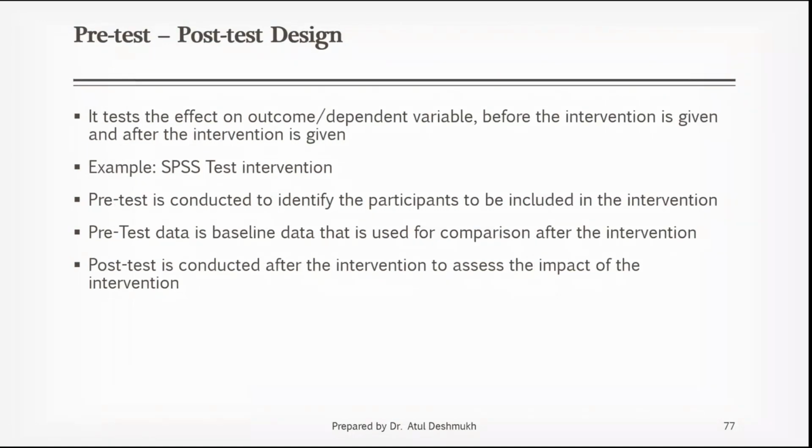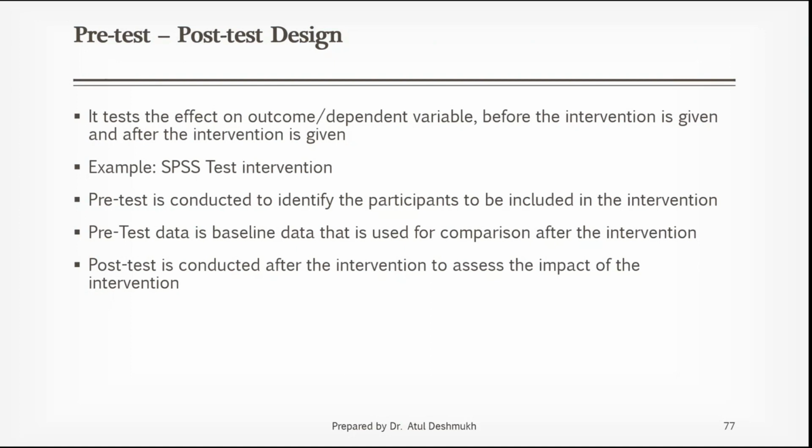Second design is pre-test and post-test design. Now, pre-test and post-test design, the name itself suggests that, again, it is a type of a non-random or quasi-experimental study design. But here we conduct a pre-test, we have a baseline data, and then we have our intervention. After intervention, we collect a post-test data. Then we compare baseline data with our post-test intervention data.